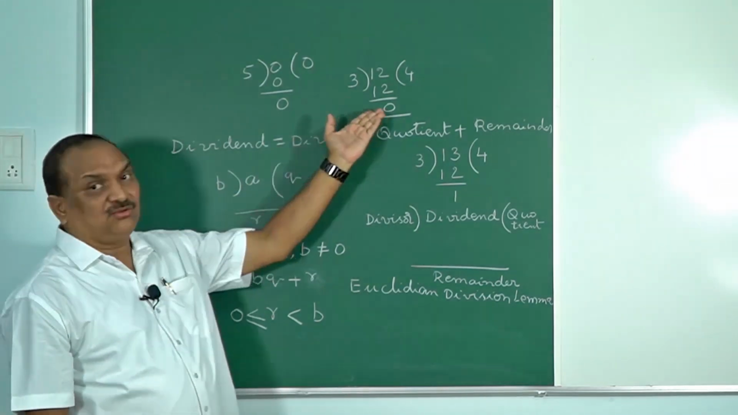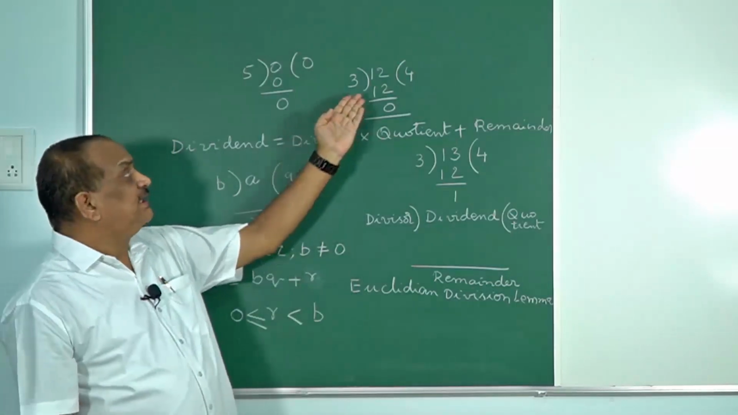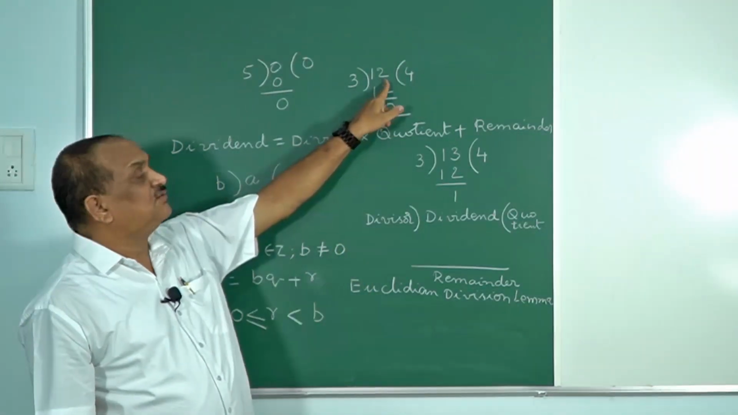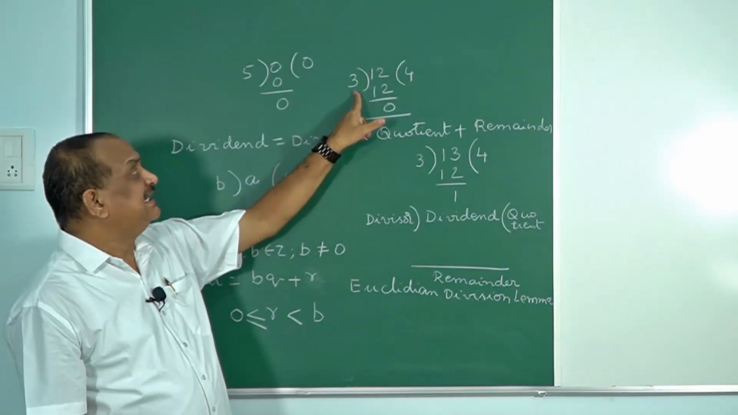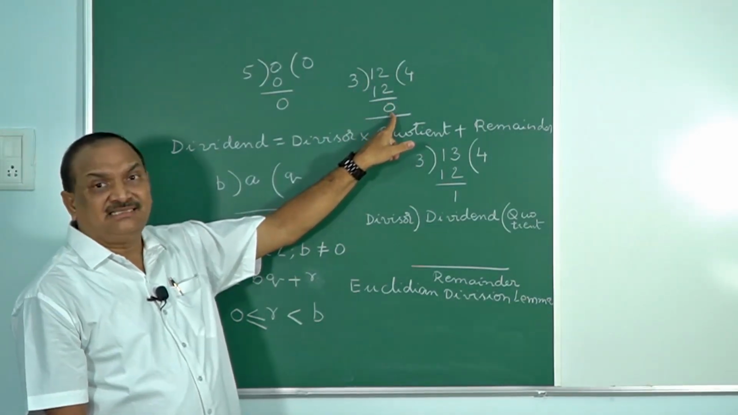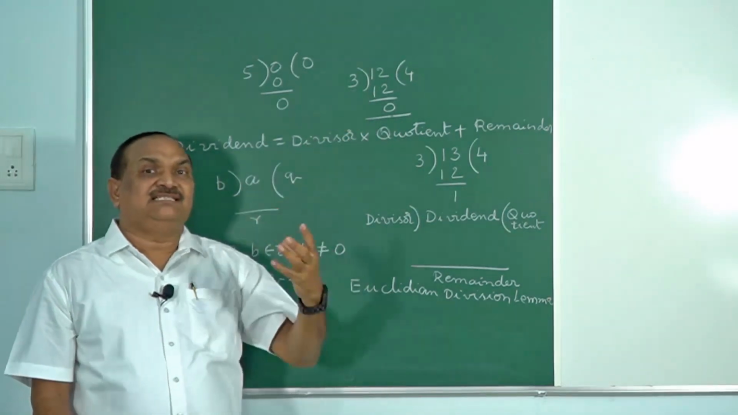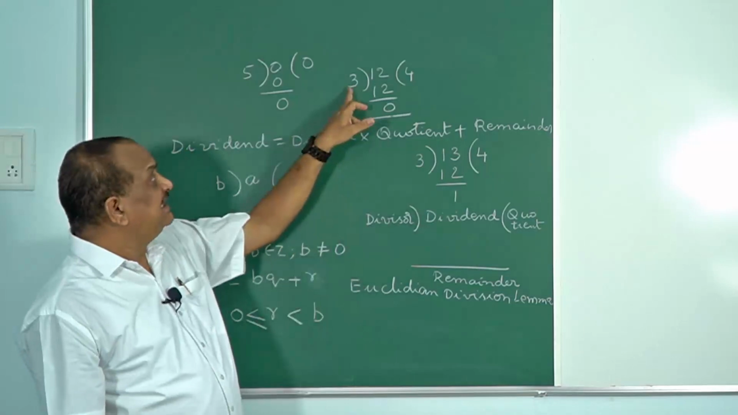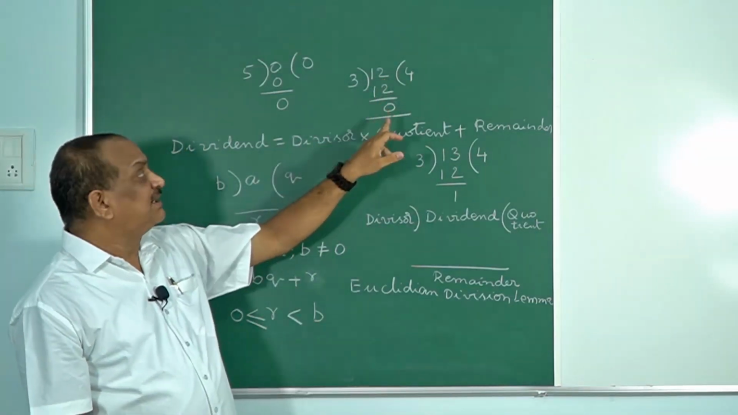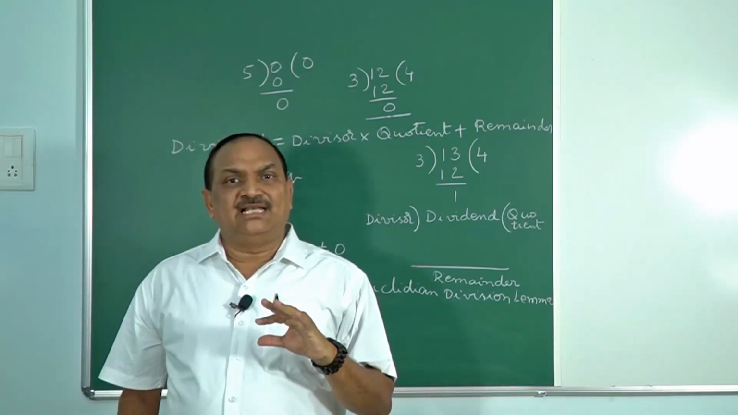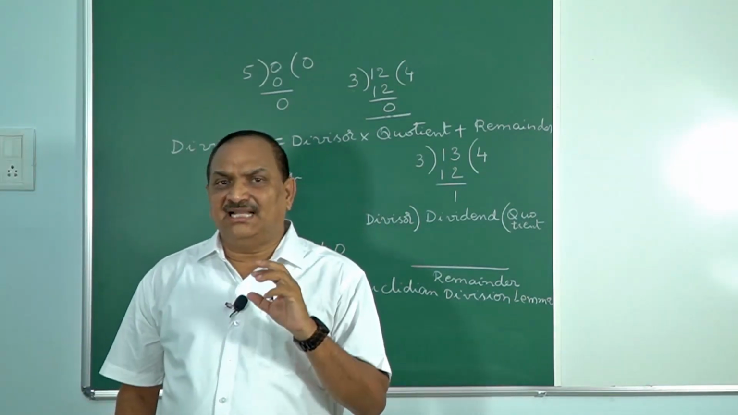Remainder can be 0. Okay, if you take this division, you easily notice something. When this 12 is divided by this 3, as you got this remainder 0, this 3 is also called a factor. So the divisor becomes a factor. 3 is a factor of 12 because your remainder is 0. So this is what you should understand, Euclid's division lemma.